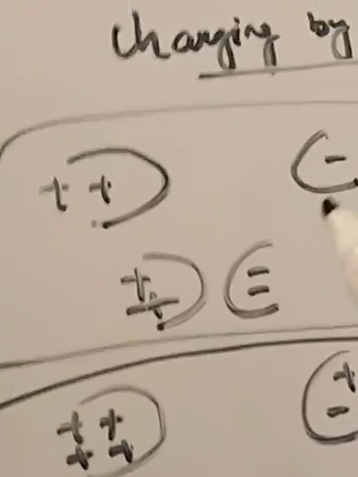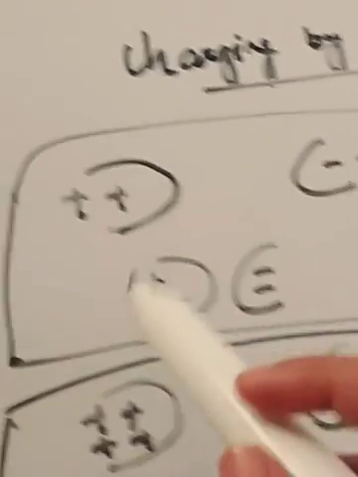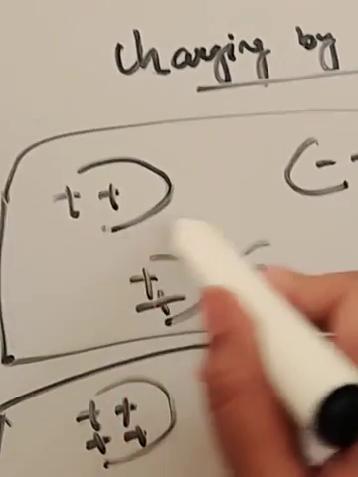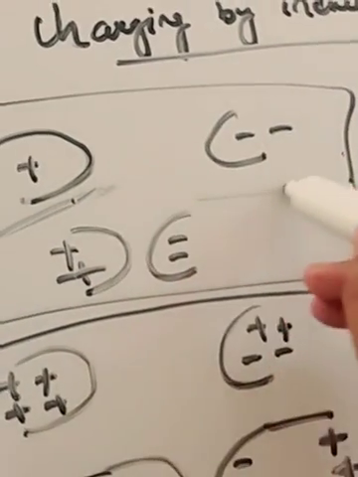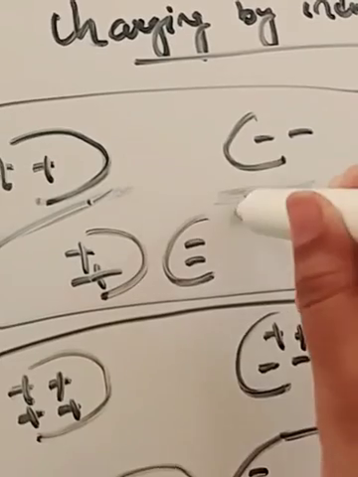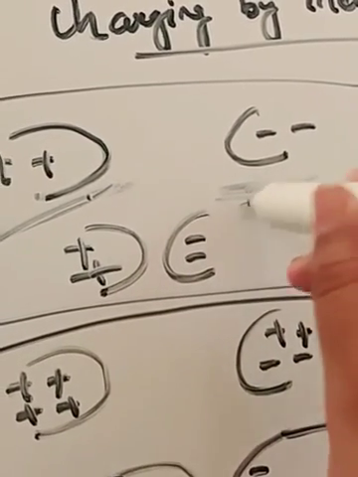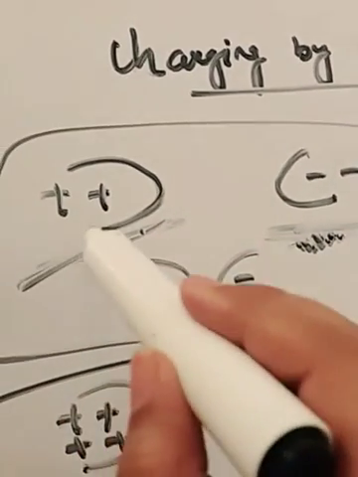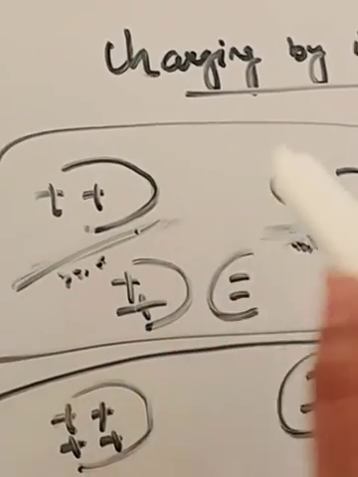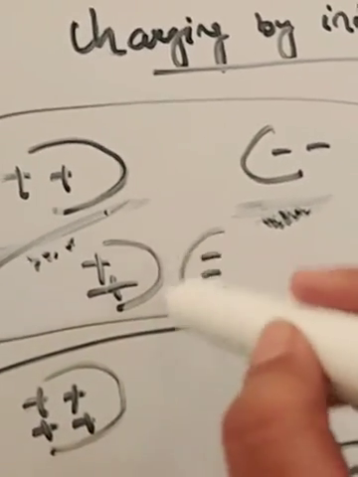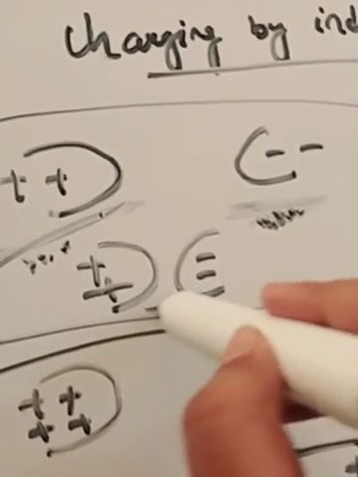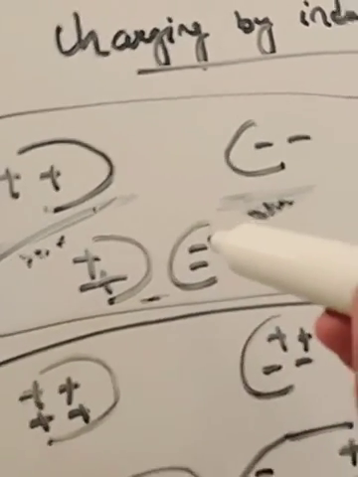Now let's see about charging by induction. See, this is a positively charged body. This is a negatively charged body. These are unlike charges, so in the next step they come closer and attract each other. They do not touch, see the gap, but they come closer and attract each other.